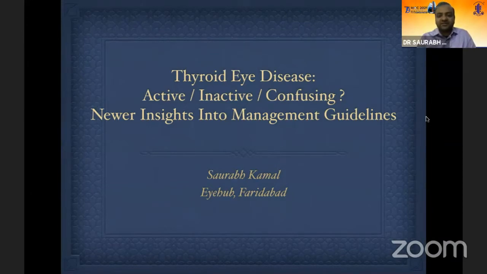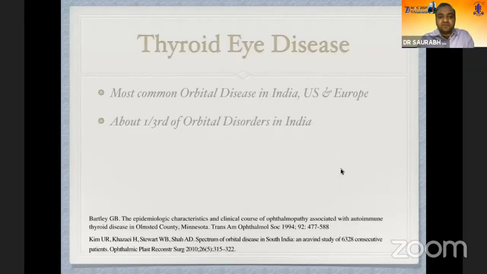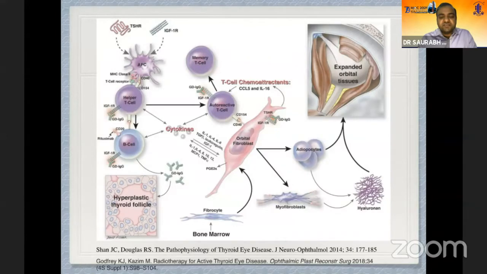My topic is thyroid eye disease: active, inactive, and confusing, covering the newer insights into the management guidelines. Thyroid eye disease, as we all know, is the most common orbital disease in India, the US, and Europe. It constitutes about one-third of the orbital disorders in India. The pathophysiology is complex and has not been completely understood. The recent understanding is that the primary cell is the orbital fibroblast, which differentiates into mature adipocytes or myofibroblasts and leads to soft tissue expansion and the clinical manifestations of thyroid eye disease.